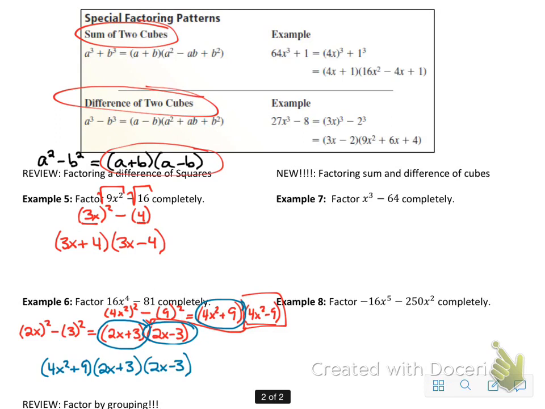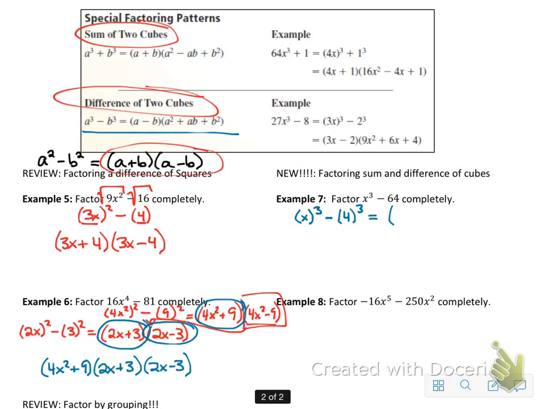Now, we need to be able to factor the sum and difference of cubes as well. So, right here we have x cubed minus 64. Well, that's the same thing as saying that we have x cubed minus 4 cubed, right? Because the cube root of 64 is 4. So that's a difference of cubes, so we're looking at this formula right here.